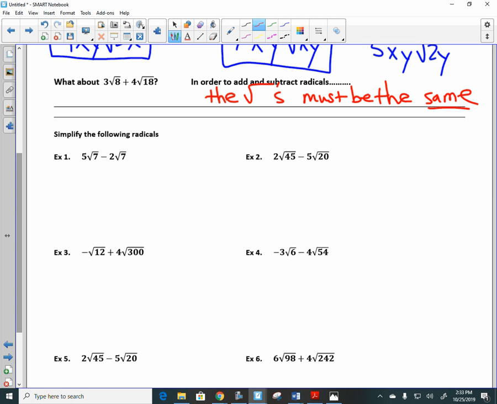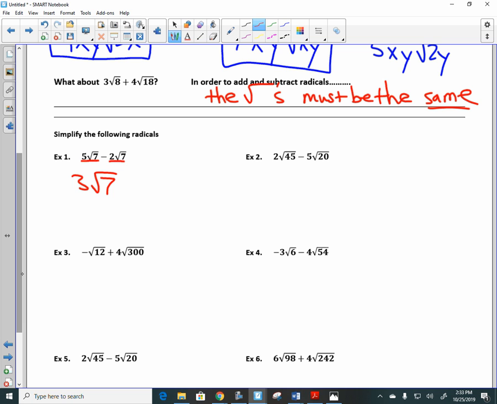So we're going to do 4 of these together, and then we're going to let you work on that piece. But in this situation, 5 roots of 7 minus 2 roots of 7, you can see that they both have the root of 7. Anybody know what that is? 3 roots of 7. Just as though you had like terms. As though it was 5x minus 2x, that would be 3x in that situation.